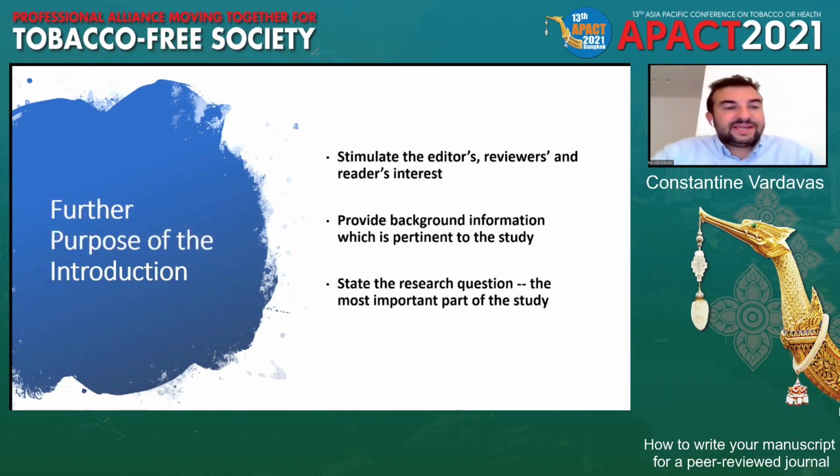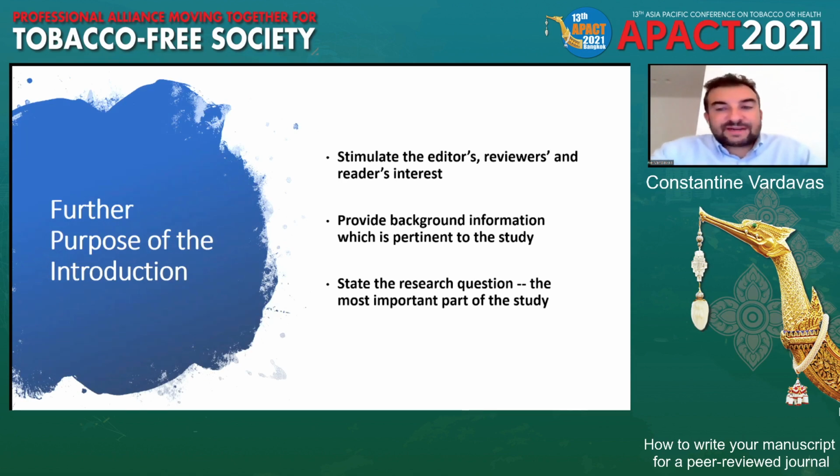Another purpose of the introduction is to stimulate the interest of the editors, who are the first people to read it, then the reviewers, and then the actual readers of the journal. Think of it like a trailer, or the first few minutes of a movie. If the first few minutes of a movie or a TV series are interesting, you're likely to watch it. If it's very boring, you're more likely to just change the channel. The same thing applies here. An introduction must be a bit interesting.